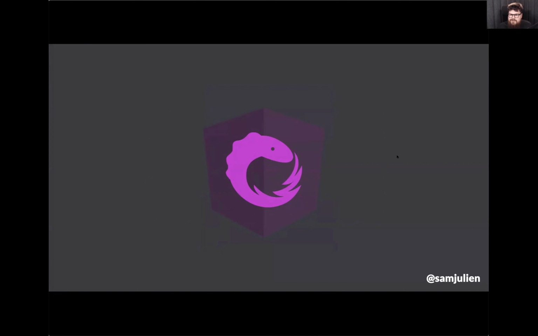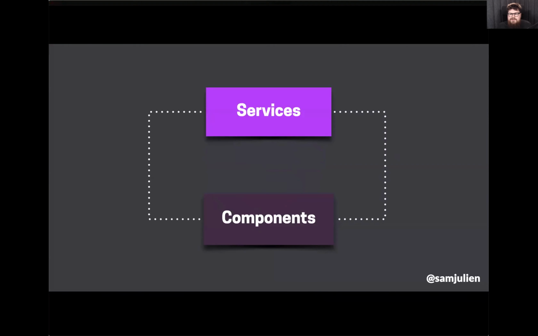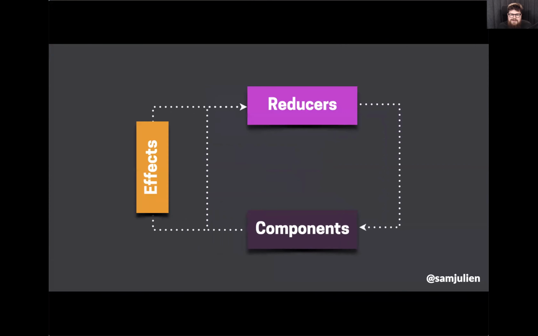Instead of having your services and components talk to each other directly, you have a different architecture where you have reducers talking to your components, and then you have these side effects, or these effects, that are also communicating with your reducers. And these are all happening through dispatching actions to the store and then reading state into your components with selectors.